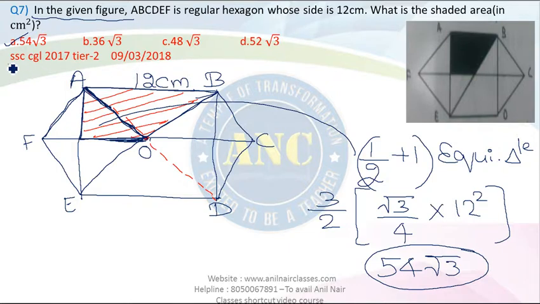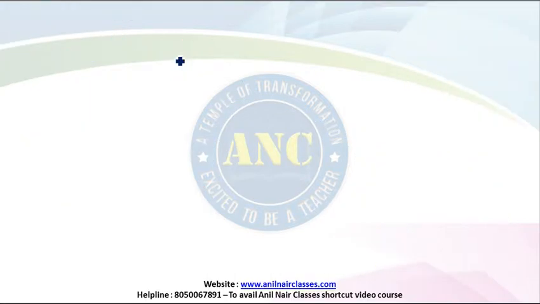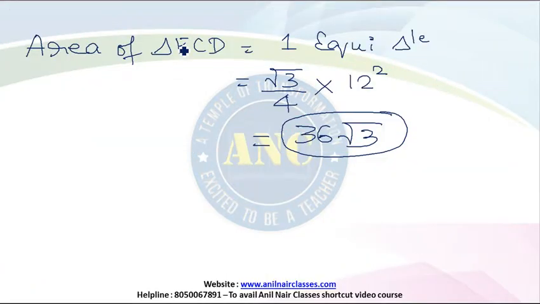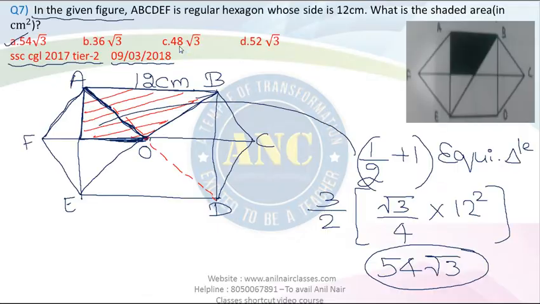Please observe this question. It is your SSC CGL 2017 Tier 2 question, which had occurred in the year 2018 in March. Same is the case with the previous question also. Previous question also, it is SSC CGL Tier 2 2017. In February 2018 it has happened. The last two questions whatever we have discussed, both are your examination questions which happened very recently.